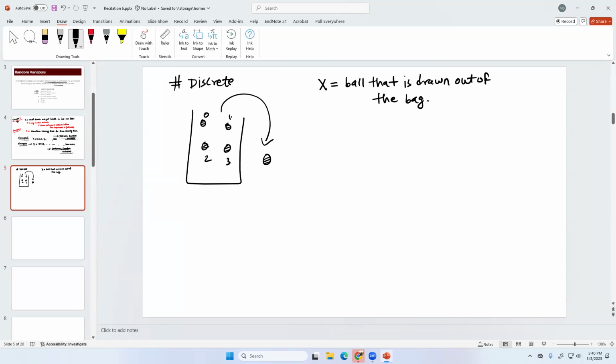So what are the different possibilities of x here? 0, 1, 2, 3, right? So x can be 0, 1, 2, or 3. These are the different possibilities. So what kind of a random variable is X in this case? A discrete random variable. There are only 4 discrete possibilities, okay?